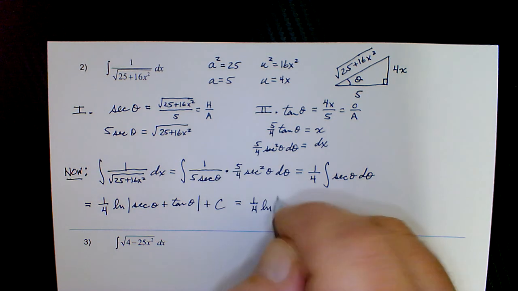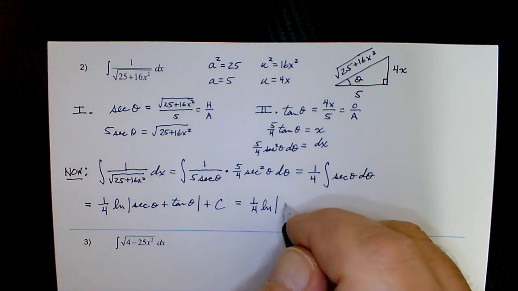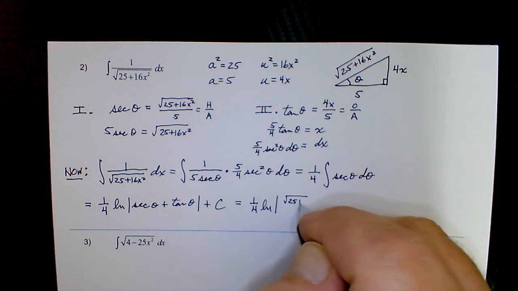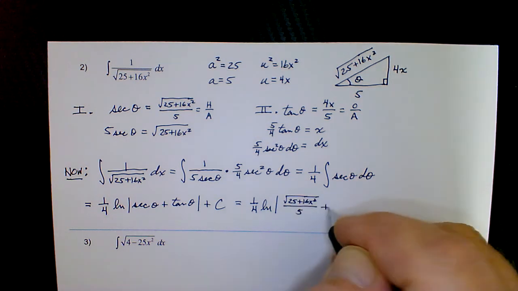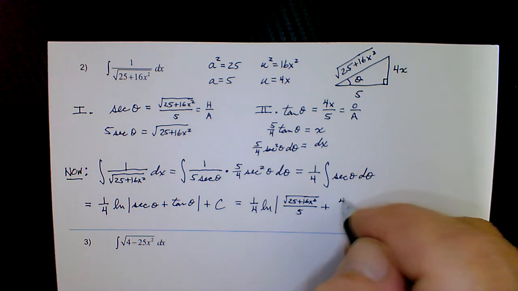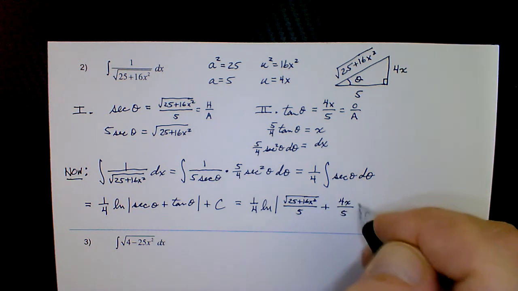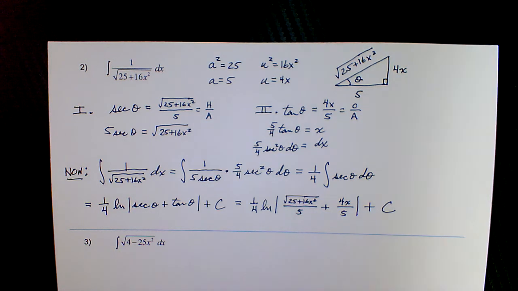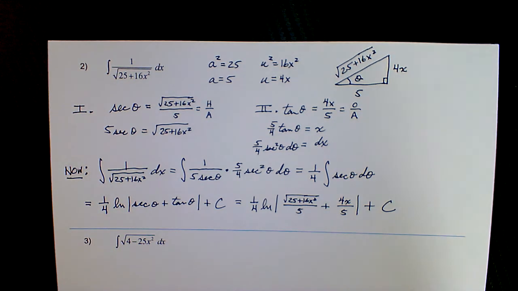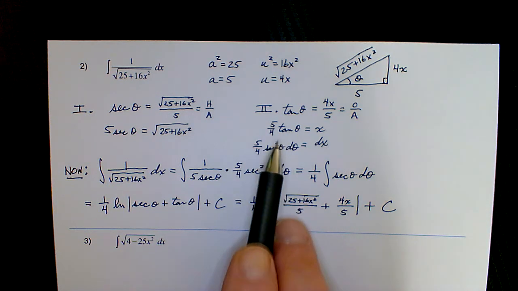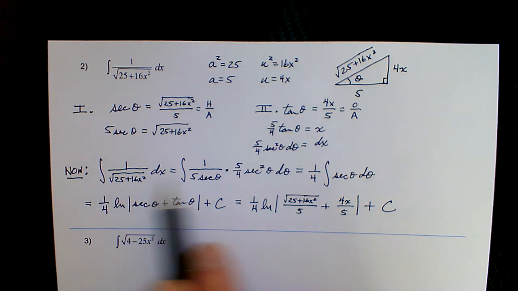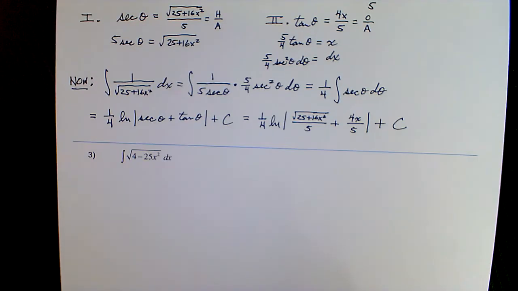So we get 1/4 natural log absolute value. Secant was the radical part over the constant, and then plus tangent was 4x over 5. Okay, so some of them can be short, but again, these major steps here to lead us to Roman numeral 2 is all that's required, and no matter what the integral was made up of, you will be able to make a complete trigonometric substitution.